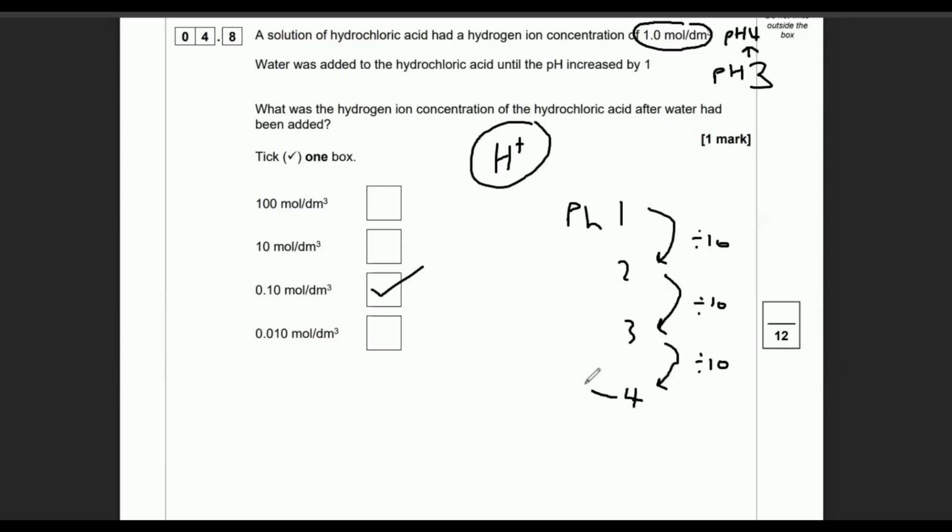If we were going the other way and you got an alternative question and it said you had something with pH 4 and it went to pH 2, how many times stronger is it? Well, it'll be 100 times stronger because you go 10 times 10. If they said something went from pH 4 to pH 1, it'd be 1,000 times stronger because you go 10 times 10 times 10. Anywho, let's move on.